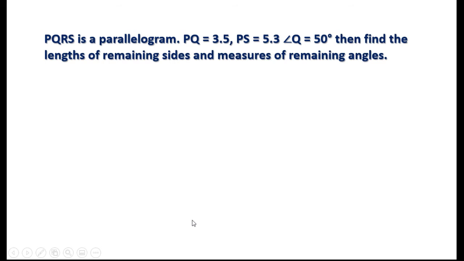Here, after giving you this much information, a sum is given. PQRS is a quadrilateral. PQRS is a parallelogram. PQ is 3.5, PS is 5.3, angle Q is 50 degrees. Then find the length of the remaining sides and the measure of the remaining angles. That means I should have a parallelogram now on the screen.